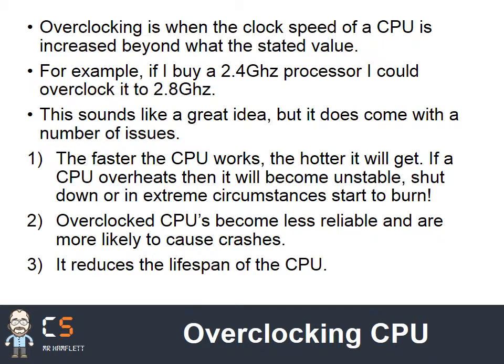Now, the CPU can get to 300 degrees Celsius very quickly, okay, within a matter of seconds. So CPUs do need a lot of heat management. Overclocked CPUs become less reliable and more likely to cause crashes. So the faster I try and overclock it, the less reliable it's going to be. And also, as you probably would imagine, it's going to reduce the lifespan of the CPU. So it's not going to last as long as it would have.